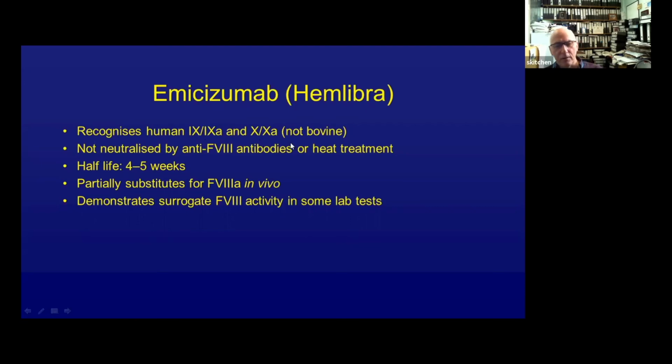Of course, in a patient, there will be no bovine forms, but in our laboratory assays, some of our kits do use bovine proteins. So that's relevant when it comes to lab assays. It demonstrates some surrogate mimic factor VIII activity and partially substitutes for factor VIIIa in the patient, and is therefore an attractive option because it's not neutralized by anti-factor VIII antibodies.